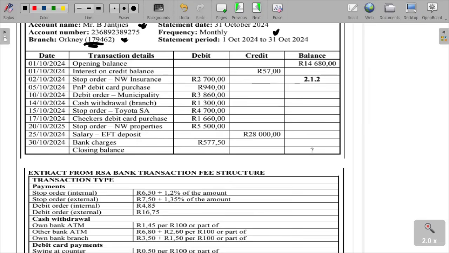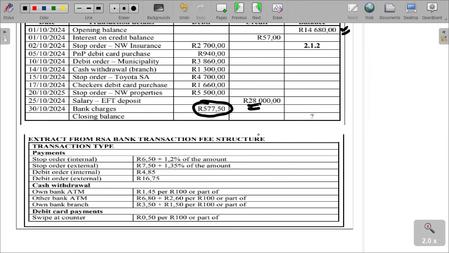So we are given that the opening balance is 14,680, which is given there. And then we are given also all the interest on credit balance. We are given all these other things that are given here. And then bank charges, which is given as 557.50. And then we are also given salary FET deposit 28,000, which is given there. And then closing balance not given.